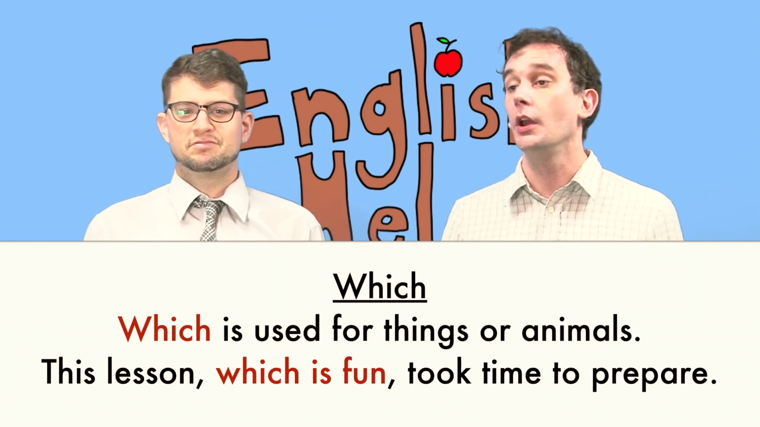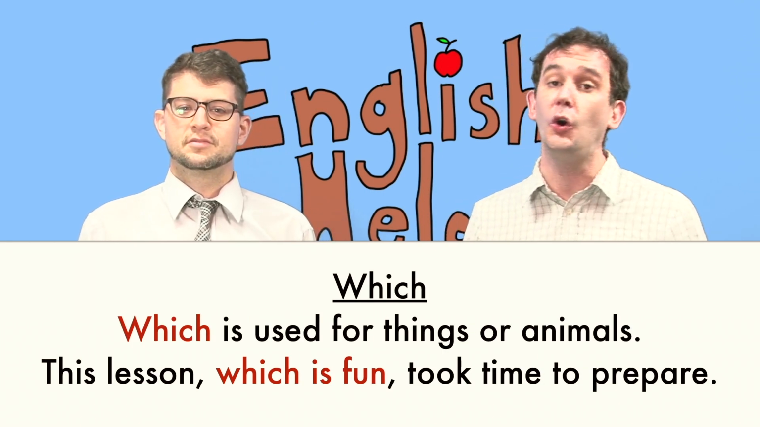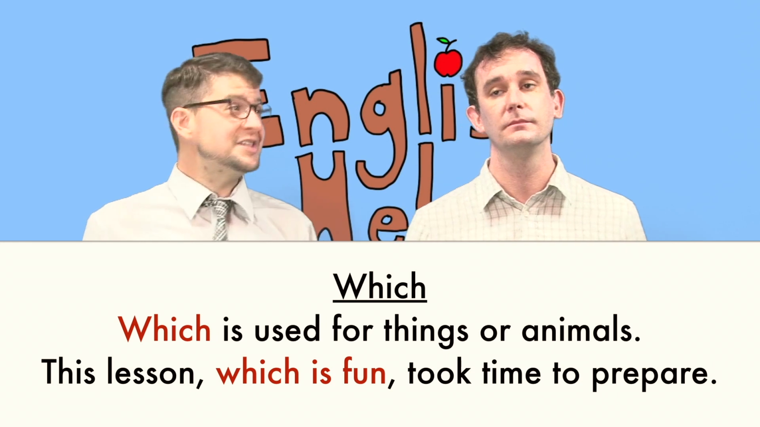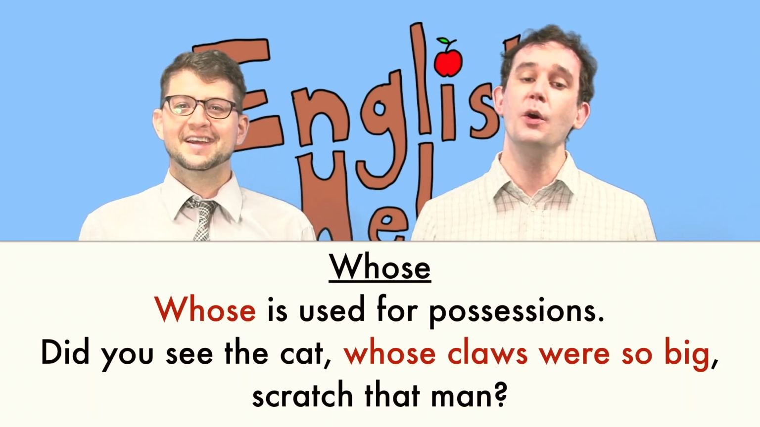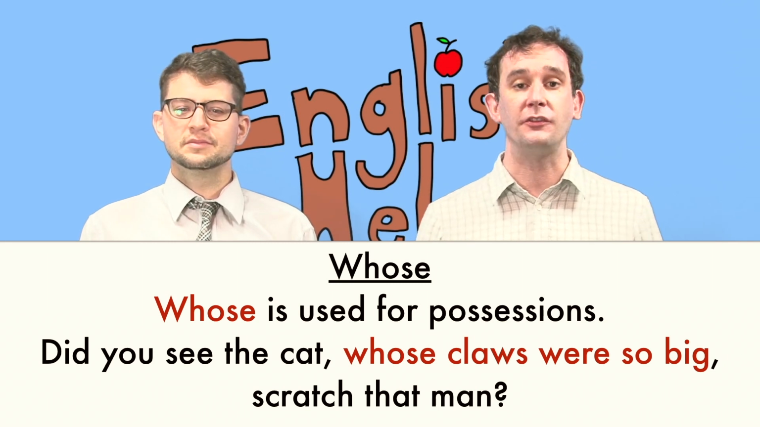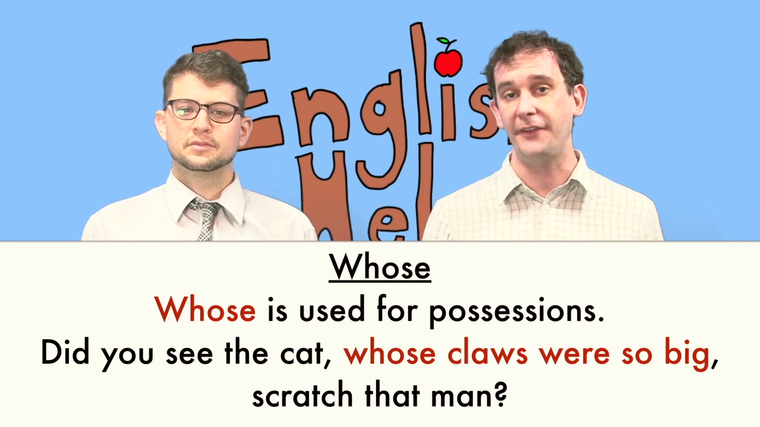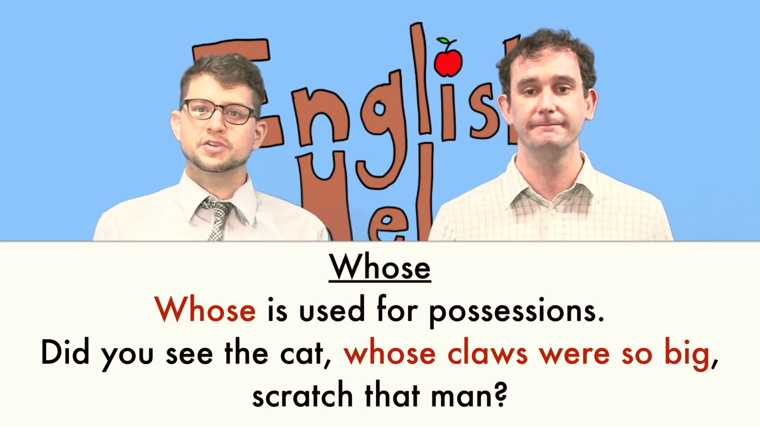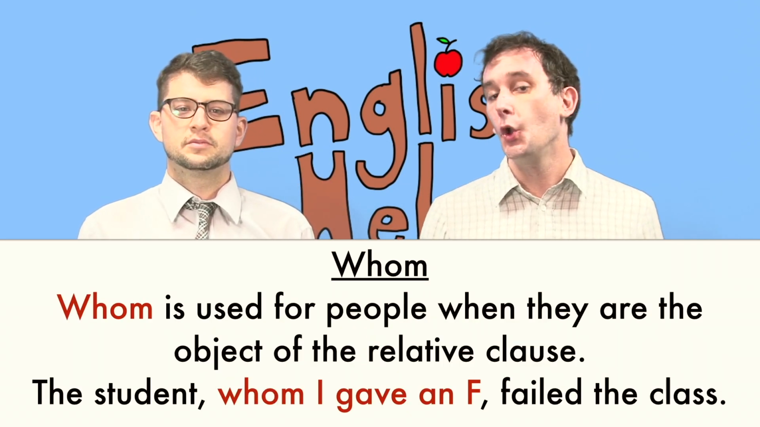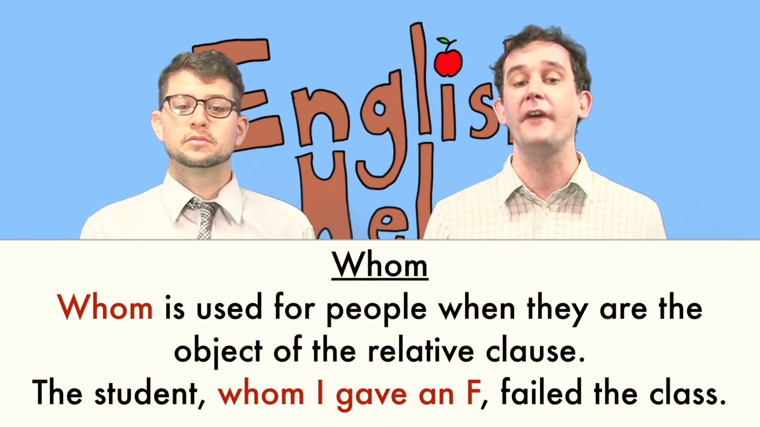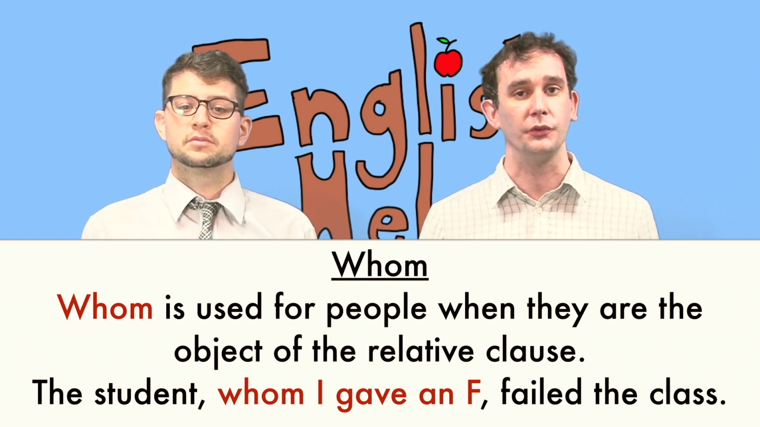Now, which. We use which for things or animals. This lesson, which is fun, took time to prepare. Now whose. We use whose for possessions of people, animals, and things. Did you see the cat whose claws were so big? Scratch that, man.